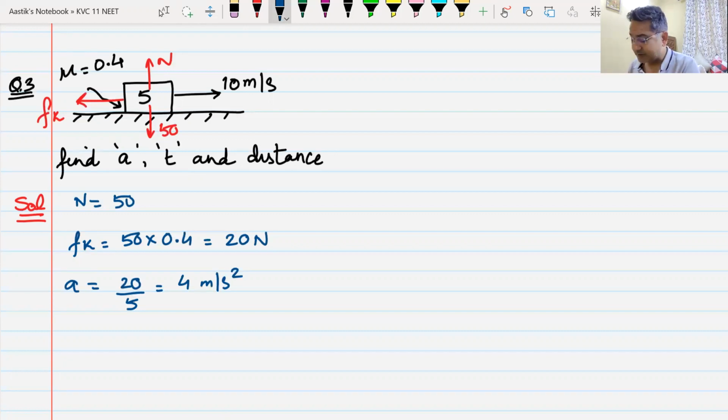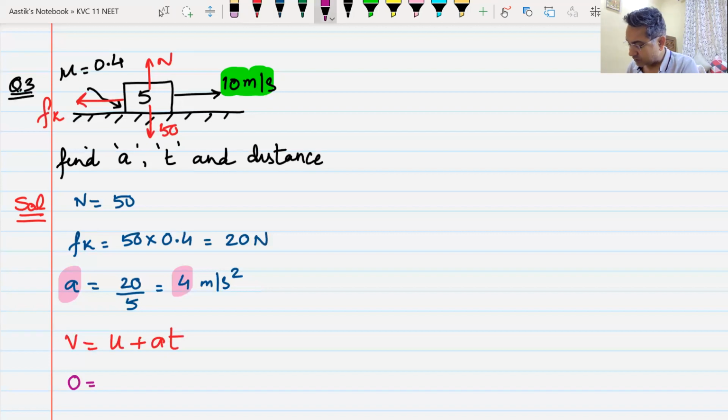I know the acceleration, minus 4. I know the initial velocity as 10. I can apply the equation v is equal to u plus at. Final velocity is 0. I put the values: 0 is equal to 10 plus acceleration, which is minus 4, into t. Calculate this, you will get time as 2.5 seconds. How did you get 6?